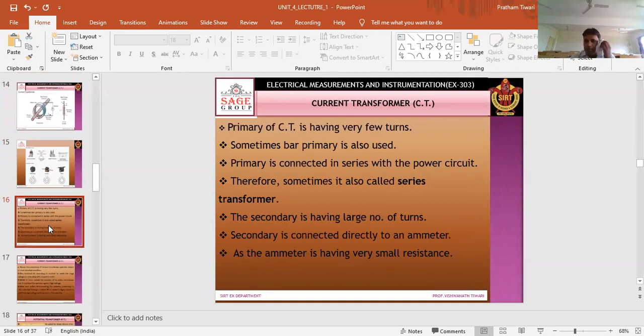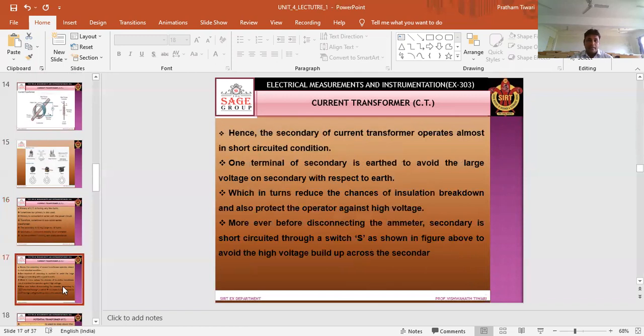First, about the current transformer. The primary of a CT has very few turns. Sometimes a bar primary is also used. The primary is connected in series with the power circuit, therefore it is sometimes also called a series transformer. The secondary has a large number of turns. The secondary is connected directly to an ammeter, as the ammeter has very small resistance. Hence, the secondary of a current transformer operates almost in short circuit condition.